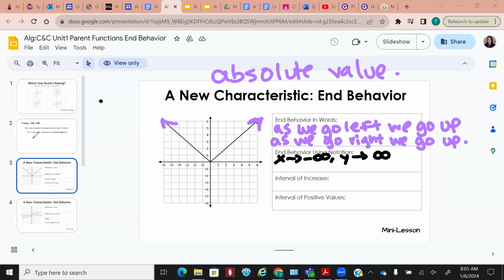Now let's do the other side. We have x approaches positive infinity. So as we go to the right, my y values also go up. What we just wrote in words is the exact same thing as that notation.